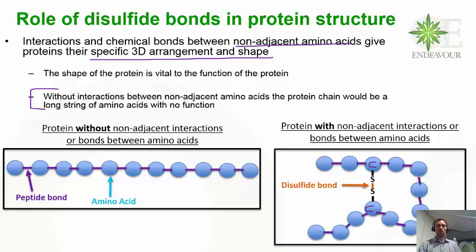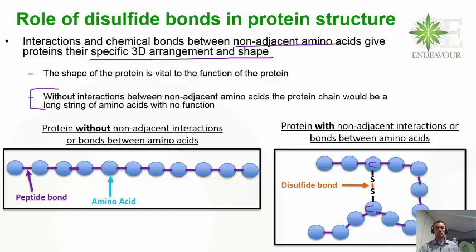So how are these two different representations of a protein different? One without any of these non-adjacent amino acid interactions, and one with the non-adjacent amino acid interactions. What's the difference? Well, the one without the interactions is just a straight chain. You can imagine it can basically just flop around wherever it wants. It's not going to be held in one position. And that basically means that it's very difficult for the protein to really do anything, have a function.